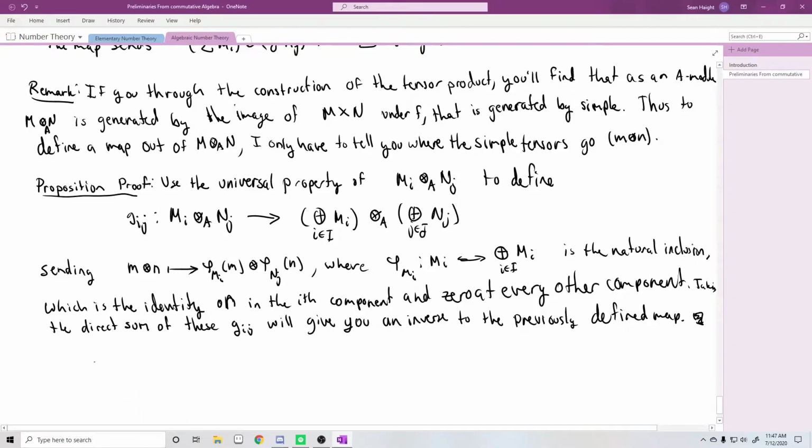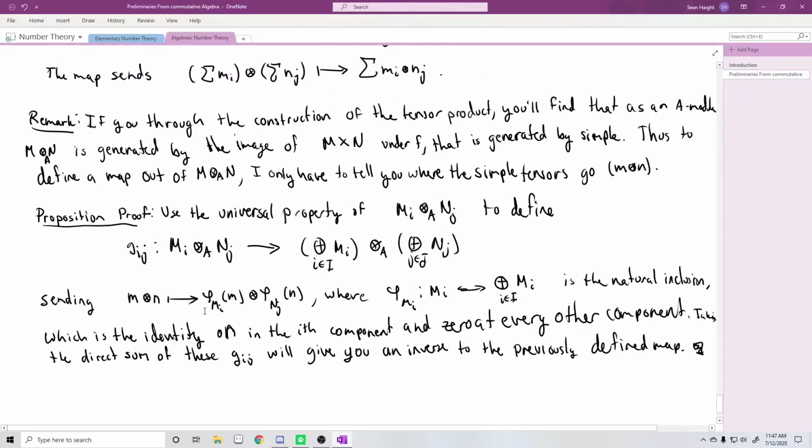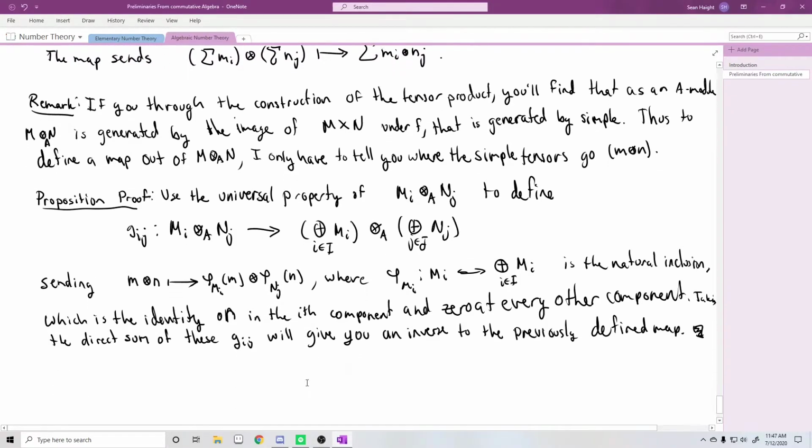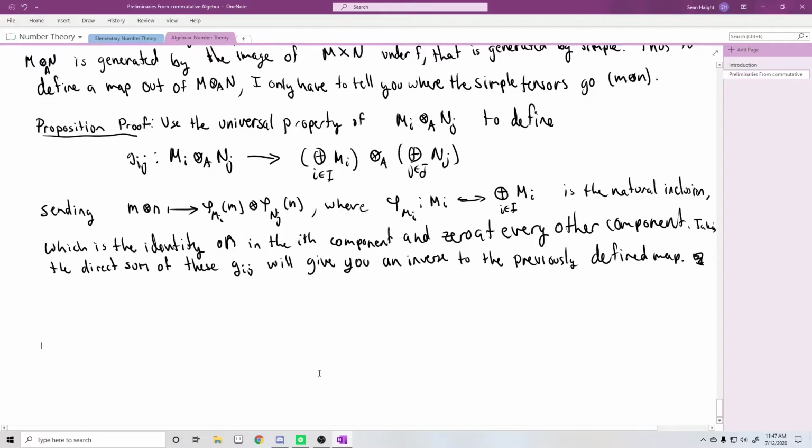Okay, so one of the main remarkable things about the tensor product is that it's actually functorial in the following sense. Not only can I take the tensor product of modules, I can also take the tensor product of maps between modules. I'm going to define how you do this.